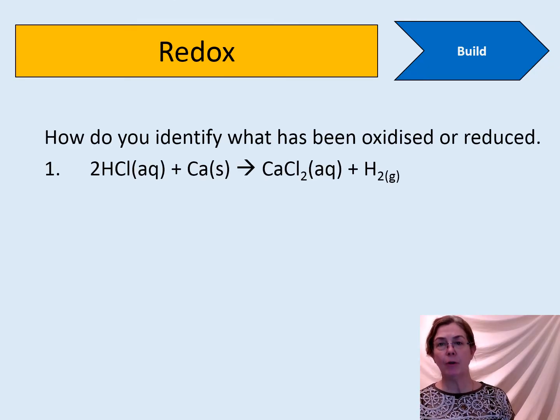So here's a typical question. How can you identify what's been oxidized or reduced in the following reaction? We have calcium metal reacting with hydrochloric acid, forming calcium chloride and hydrogen. So what actually is happening there? We do need to be able to break this up into its ionic components and see what is being changed, which I'll show you on the next slide.